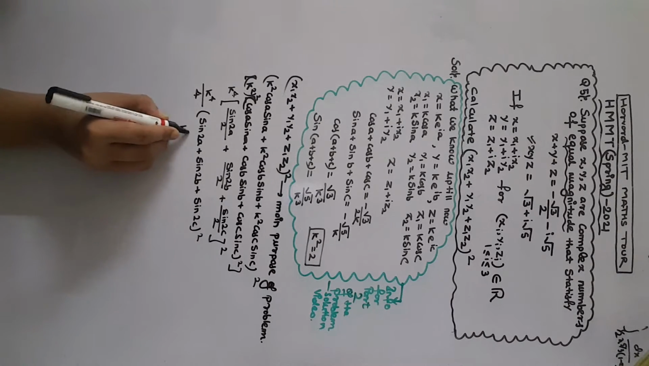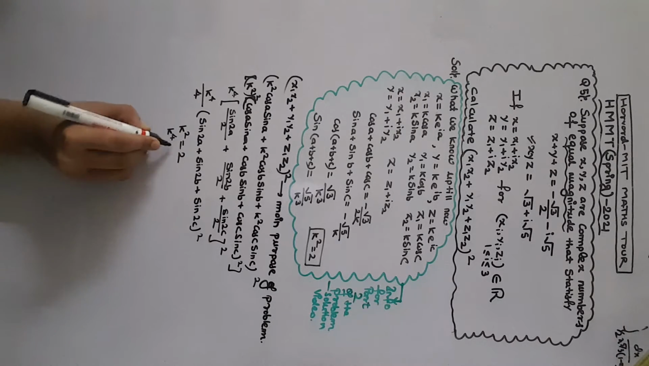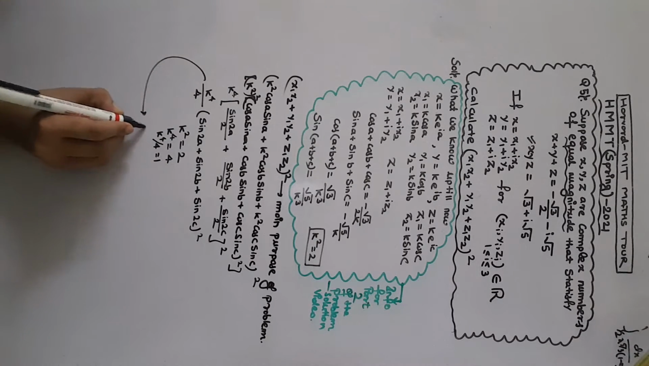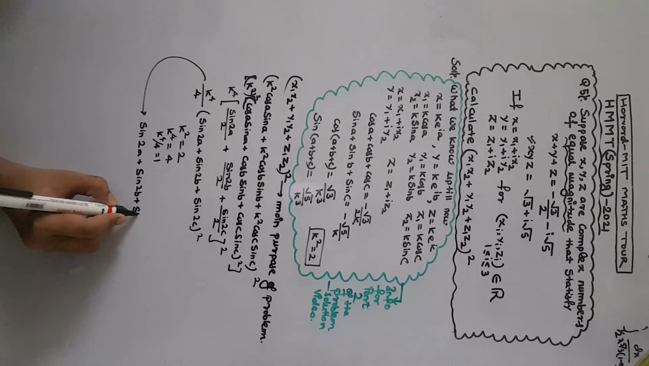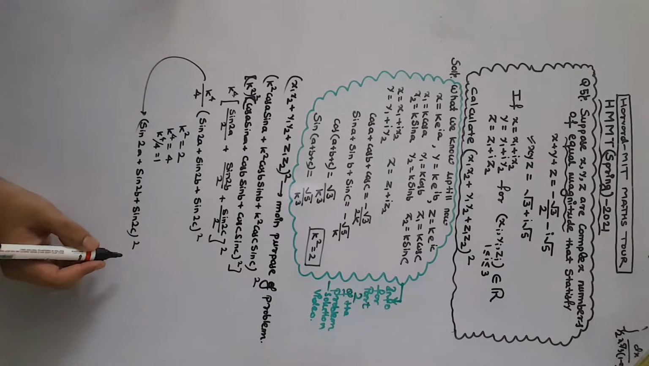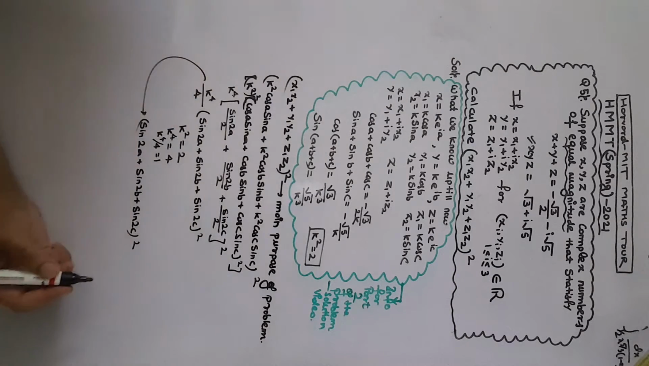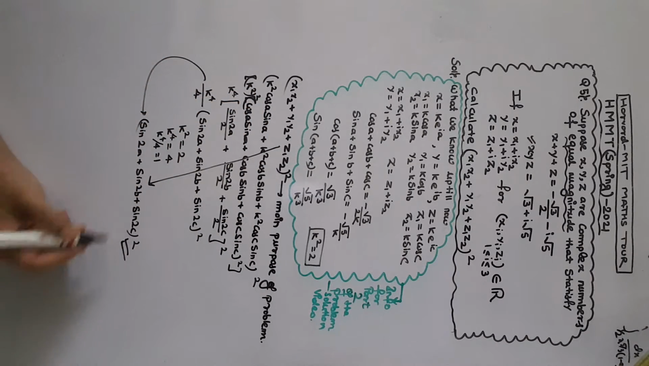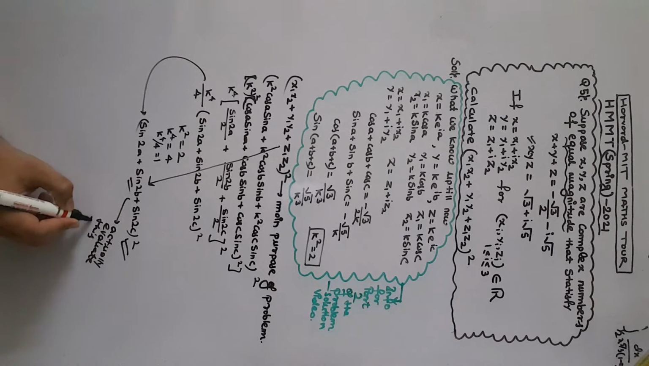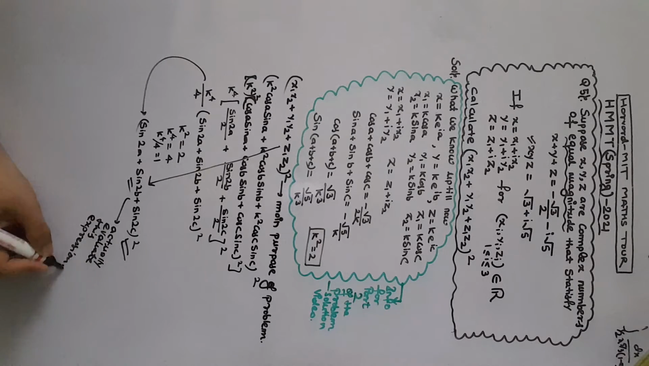Now as per the information we had extracted, k square is equal to 2, so k to the power 4 is equal to 4, and k to the power 4 divided by 4 is equal to 1. So this expression can be written as (sine 2a plus sine 2b plus sine 2c) whole square. Up till the investigation, what we have found is that we actually need to evaluate this expression. This is our main concern for this problem.